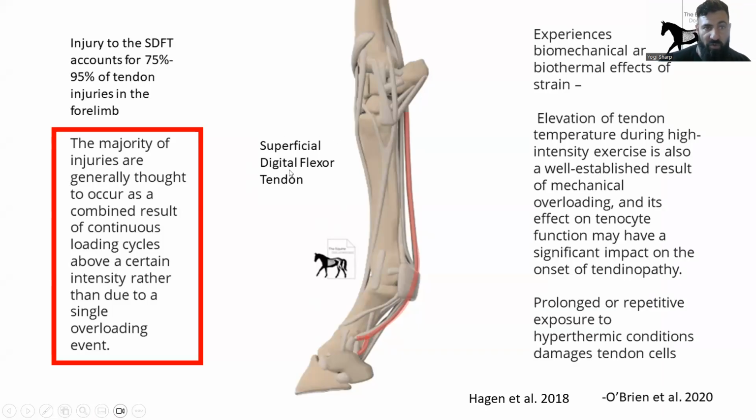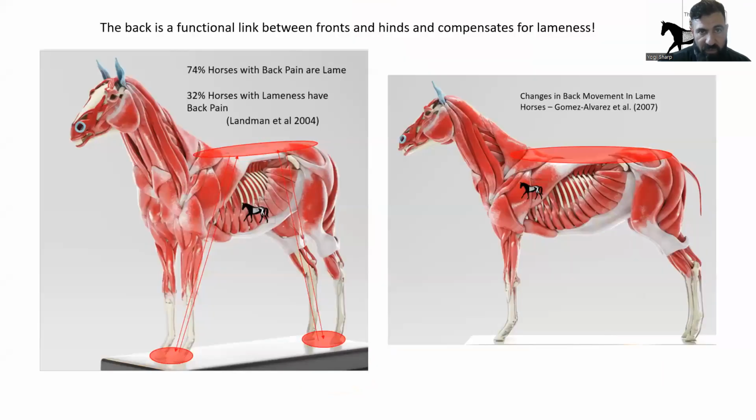And the superficial digital flexor tendon is highly prone to injury. So obviously this is another reason why we want to monitor hoof balance, because we want to stop our horses from getting injured. And hoof balance is directly linked to lameness.